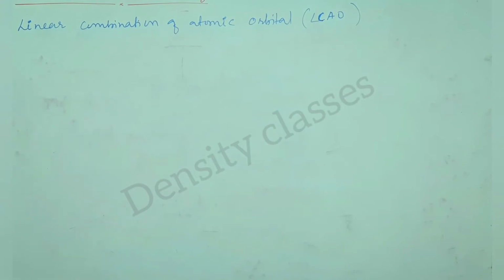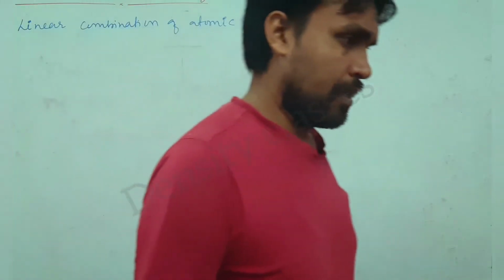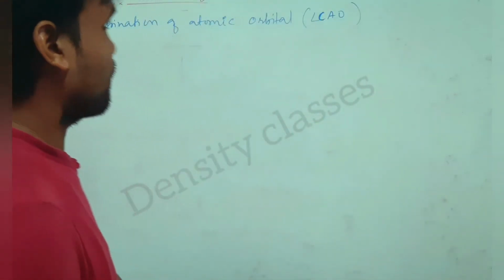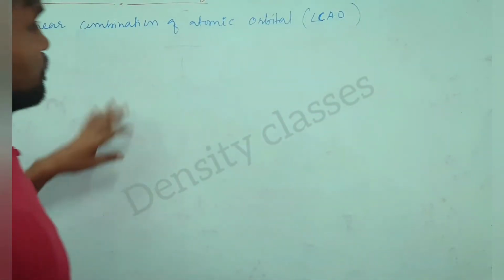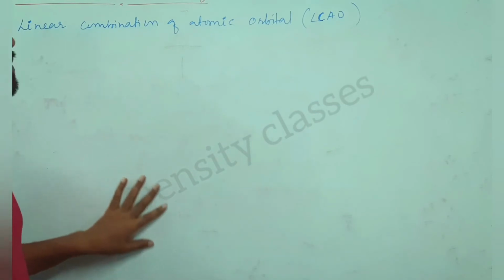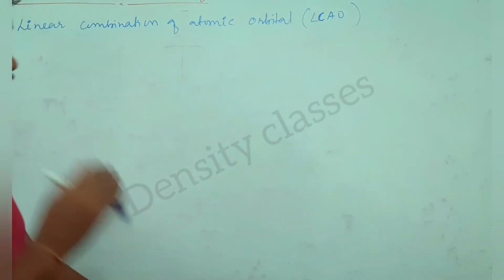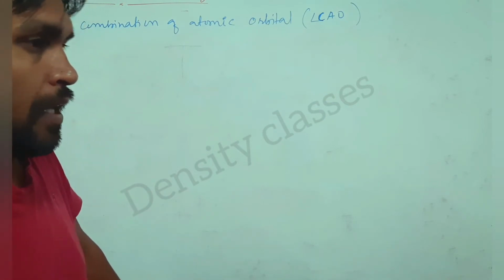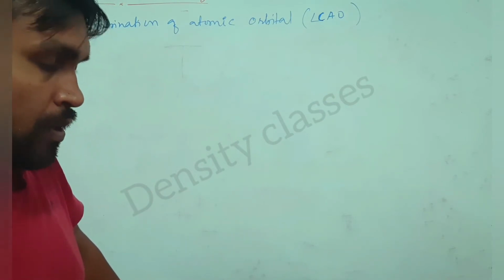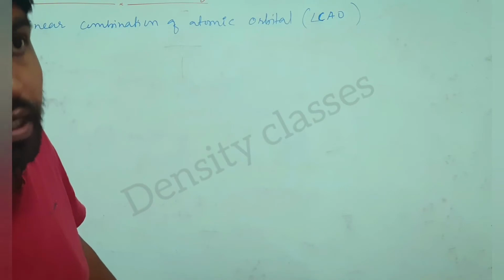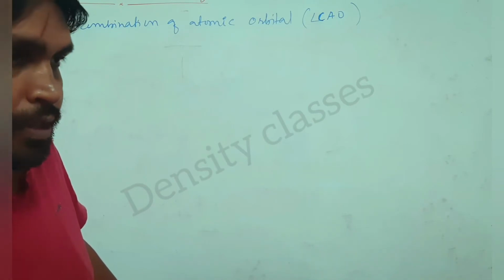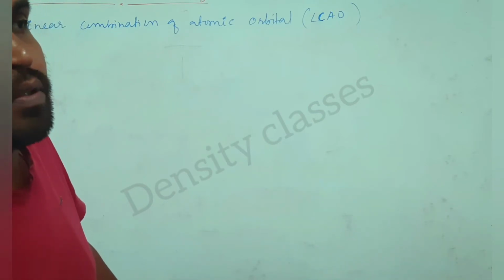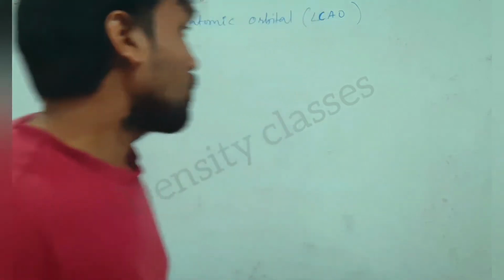Dear students, now let us see how these combinations take place. Let us try to understand with simple examples. According to the linear combination of atomic orbitals, the electrons present in the atoms have wave functions. They can be represented with the help of wave functions.